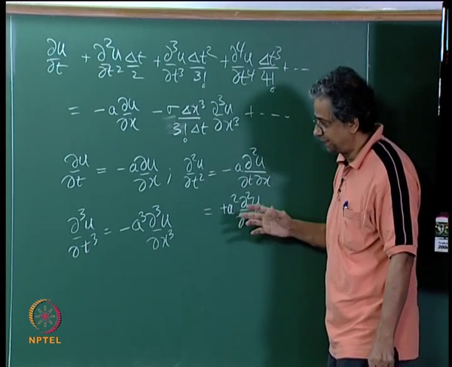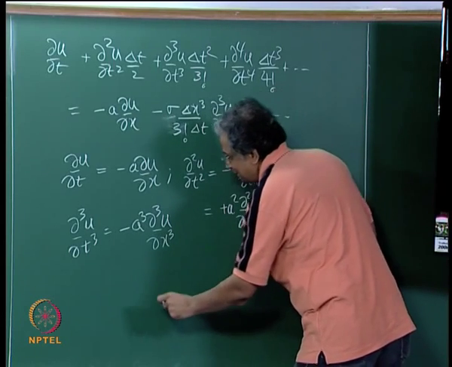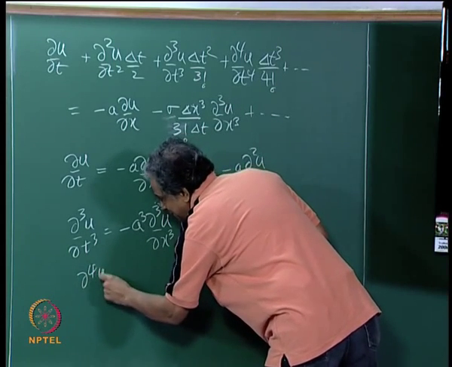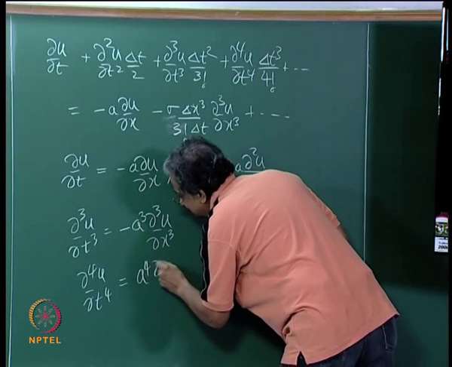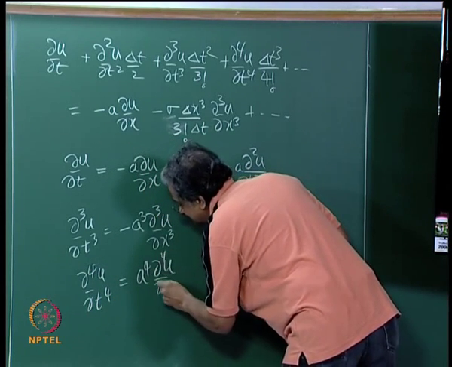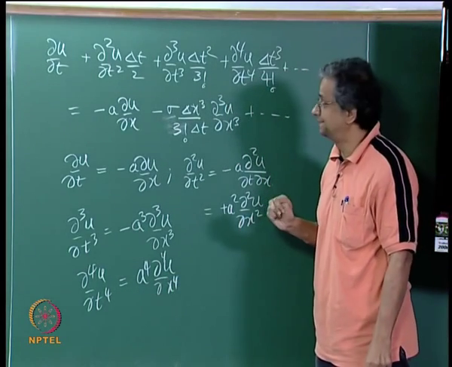So the fourth derivative would be something similar. The fourth derivative would be, okay, so we end up with something like this.